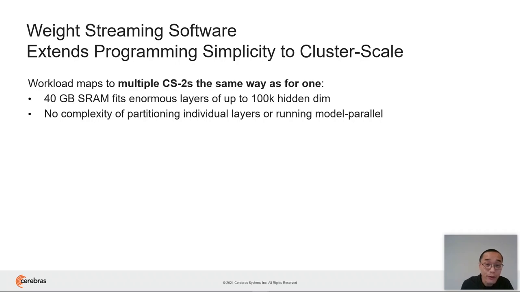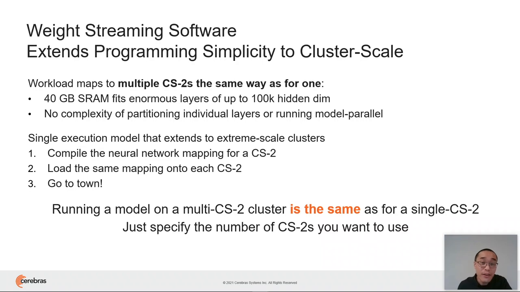There's no need for either software or the user to split the problem differently for small devices, whether they're connected by PCI Express versus InfiniBand versus NVLink or Ethernet. This means that our software can map the workload to multiple systems in exactly the same way as a single system. You don't need different software when you move from running from one device to multiple devices in a single server to multiple servers in a pod. Our execution model is always the same.